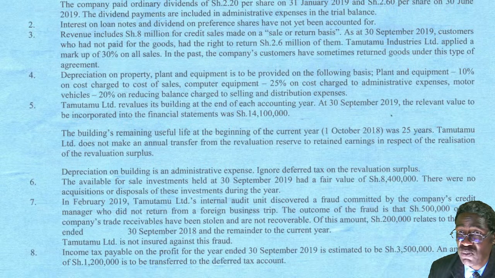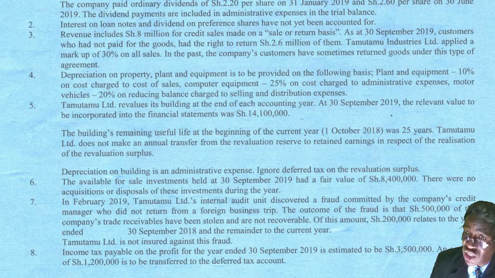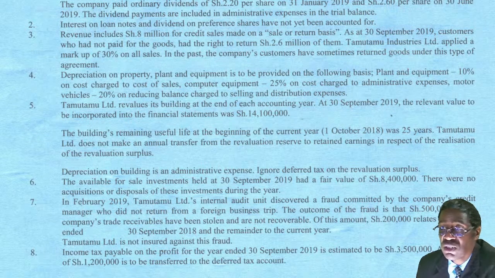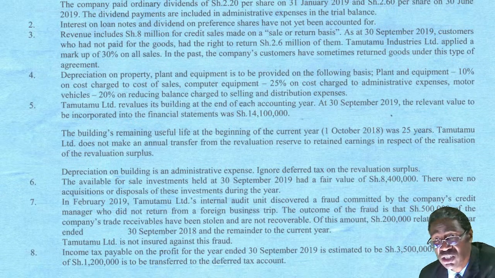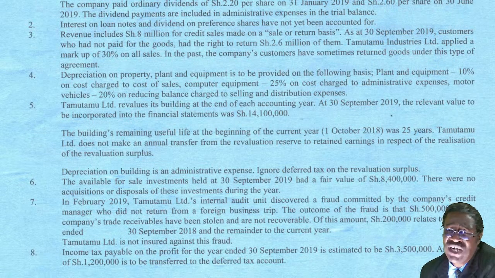Next one. You're also required to depreciate plant and equipment at what rate? At 25%. And the policy is to charge to where? To administrative expenses. That's where we shall charge. That's their policy. Motor vehicle, you are required to charge at 20% on reducing balance and charge to selling and distribution. That one is not a big deal. That one we have nothing to discuss.